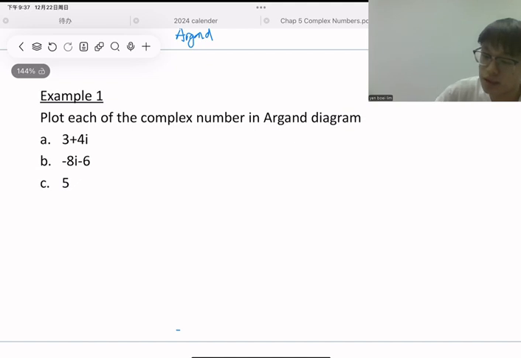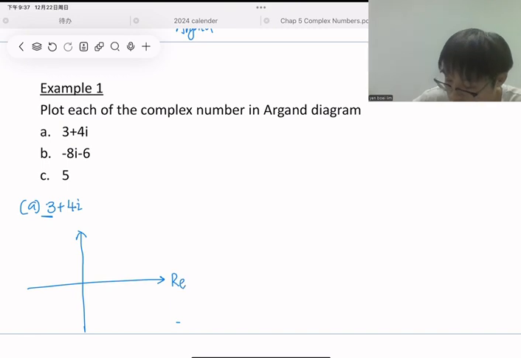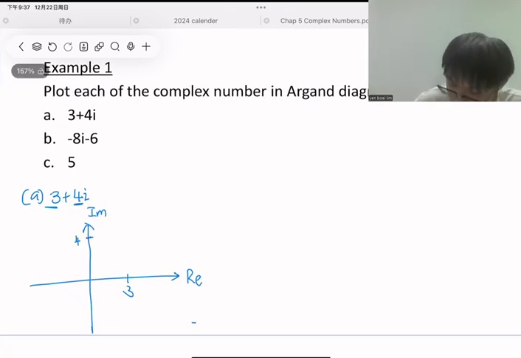Plot each of the complex numbers in the Argand diagram. For example, 3 plus 4i. The real part is 3, so in the real axis, we plot 3. And the imaginary part is 4, so in the imaginary axis, we plot 4. So this is the point that represents the complex number 3 plus 4i.